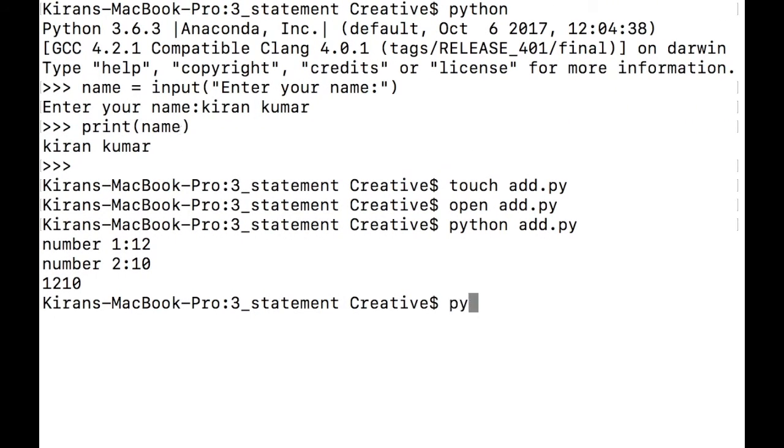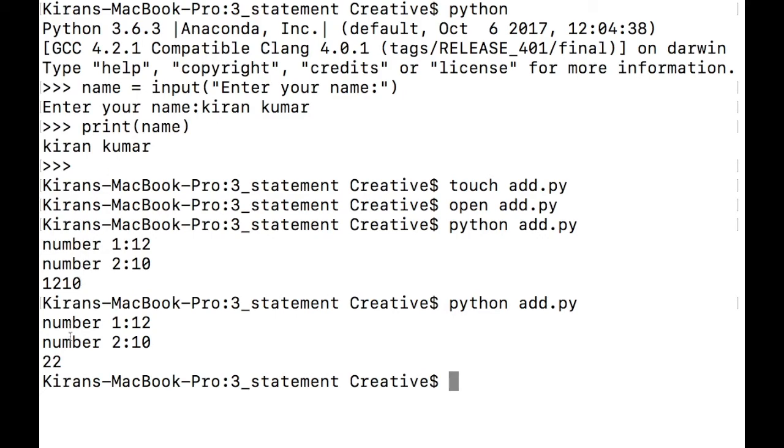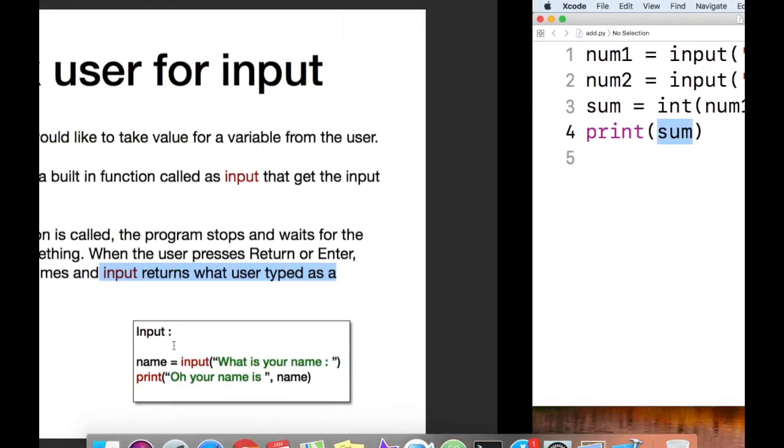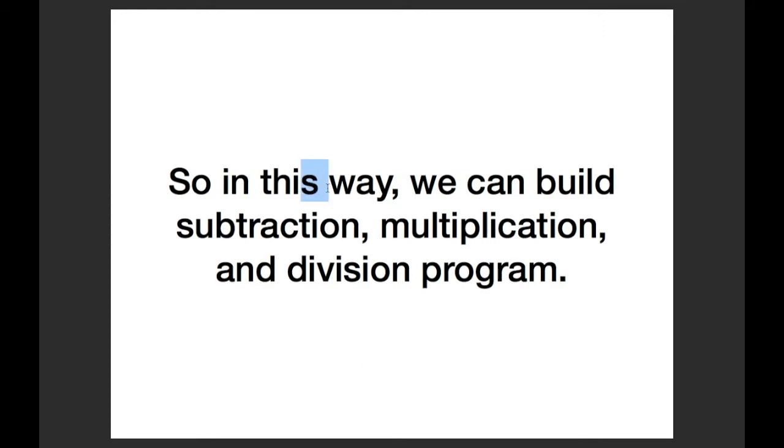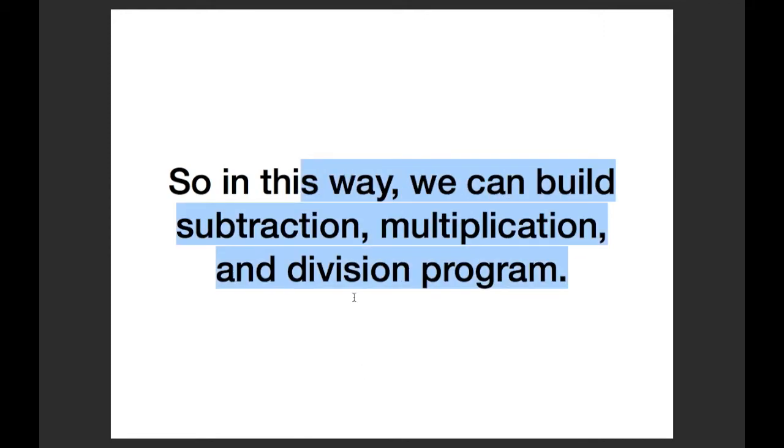So now I'm going to run this Python file and type 12 and 10, and it's going to give us 22. Here, integer 12 is added to integer 10. So in this way, you have to design a basic addition program. In this way, we can build a subtraction, multiplication and division program.